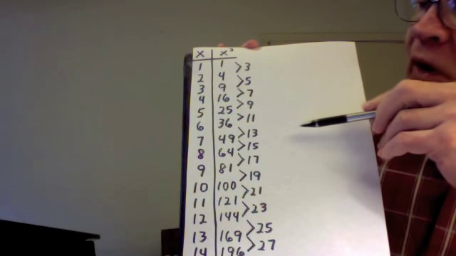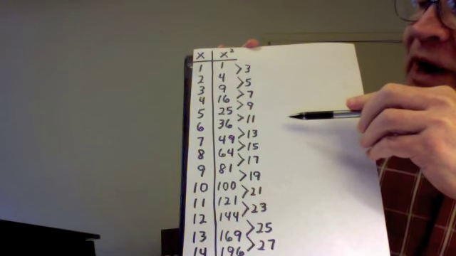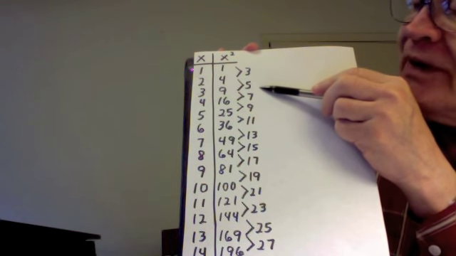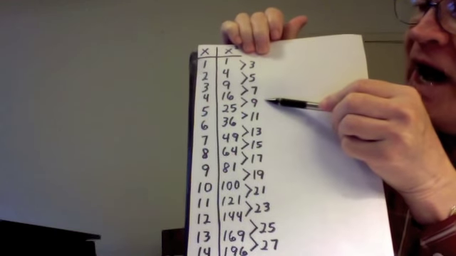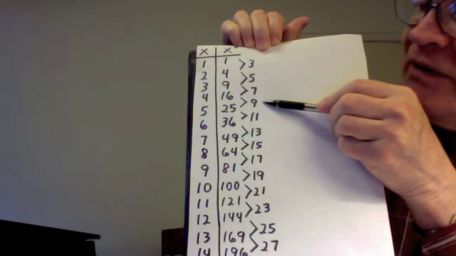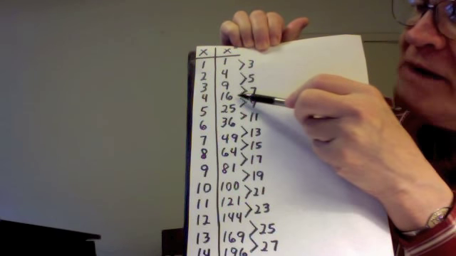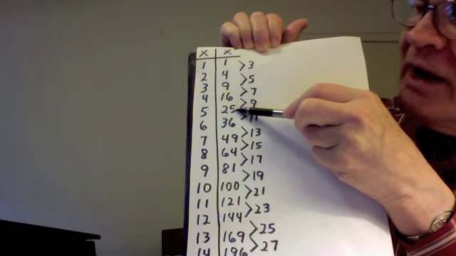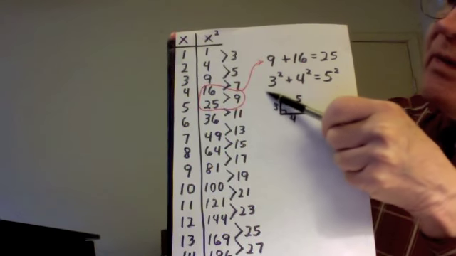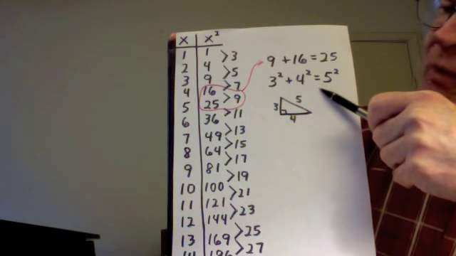Now we're looking for a square number plus a square number equals a square number. The first square number we come to in the differences column is 9. And we have this addition fact: 9 plus 16 equals 25. That's 3 squared plus 4 squared equals 5 squared.